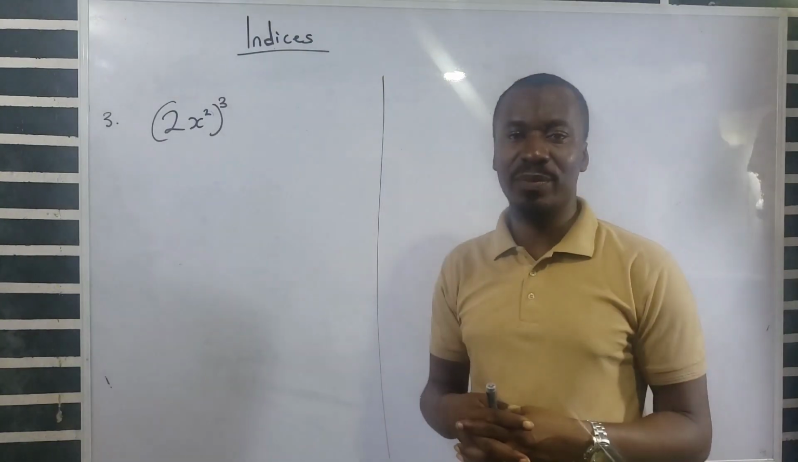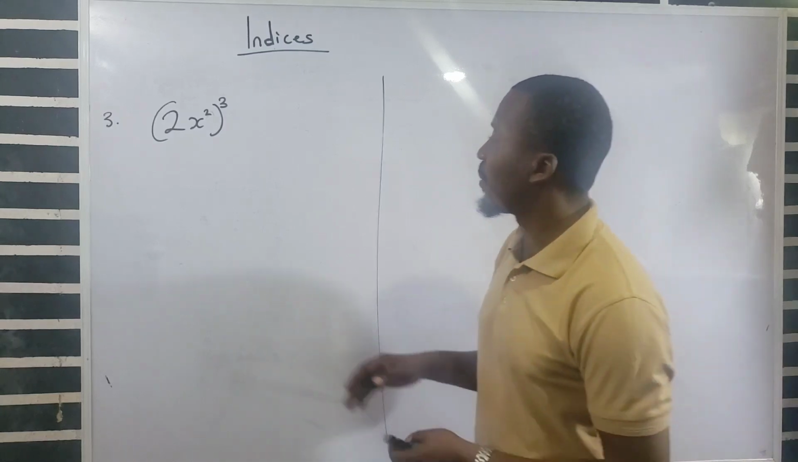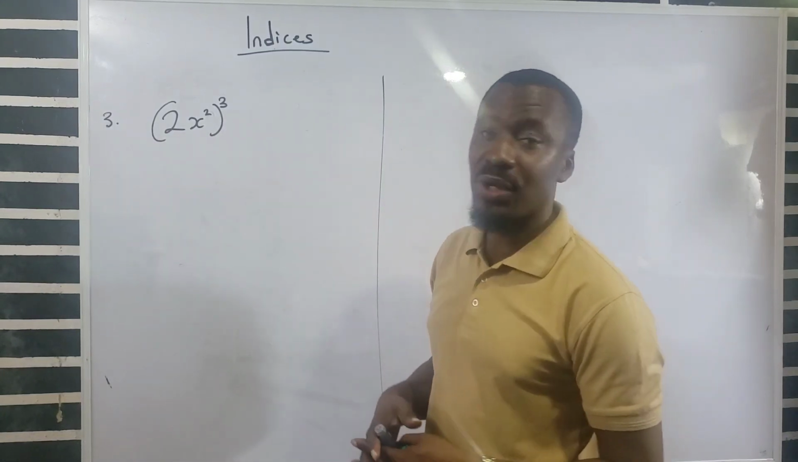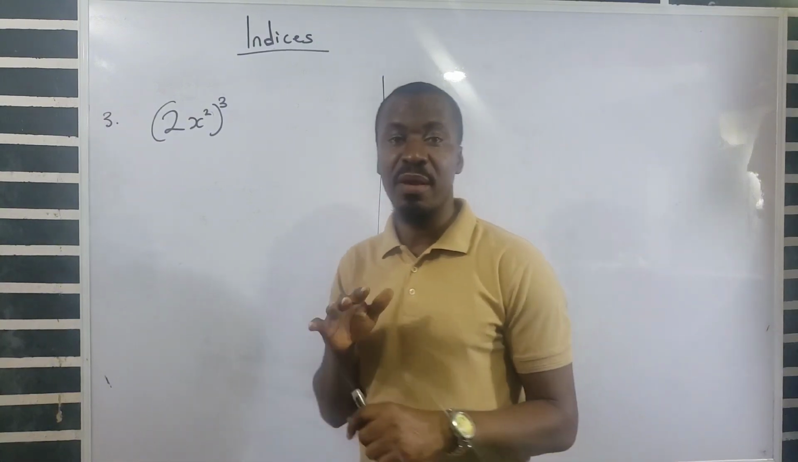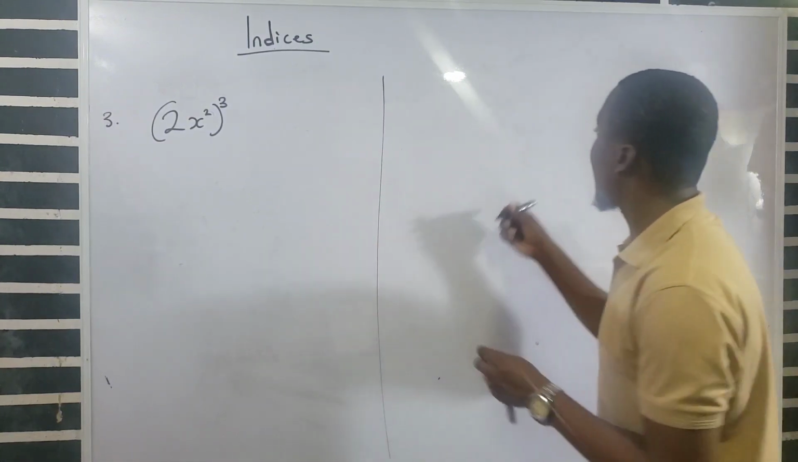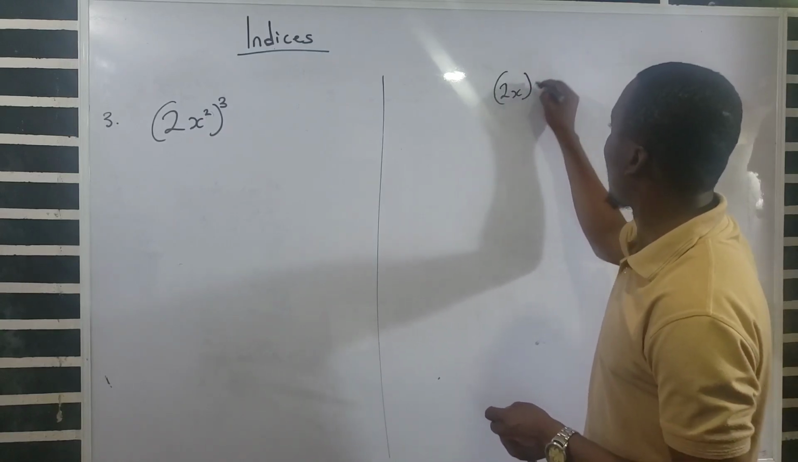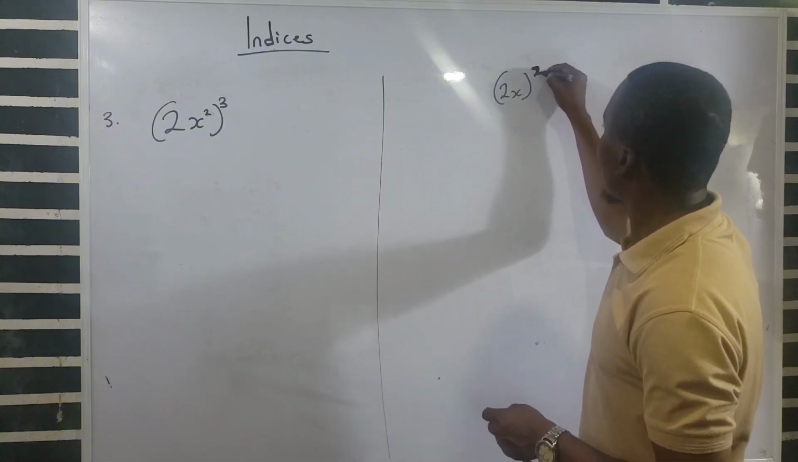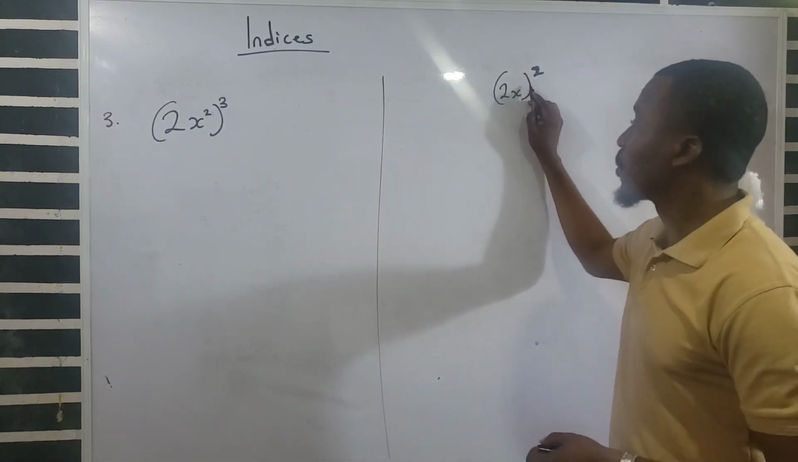Remember, we are doing simplification, so we are just simplifying. Now look at this question. Okay, so what are you going to do here? Please, this is where I need to say something very important. Whenever you have, let's say, 2x raised to power 2, this power 2 here is going to affect everything inside this bracket. So what does that mean?